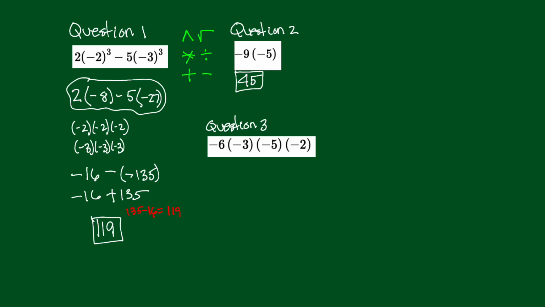If I have negative, negative, that gives me a positive. Positive times negative is negative. Negative times positive is negative. So an even number of negative signs gives you a positive. An odd number gives you a negative. So I know right away I've got a positive number. Now let's just multiply. 6 times 3, 18. 18 times 5, 90. 90 times 2, 180. So let's write this as 180.